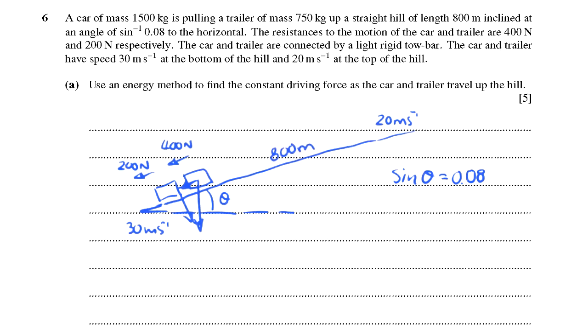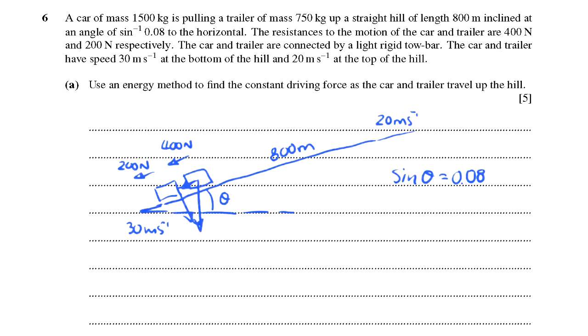Okay, we're told to use energy methods. I don't think I finished reading it. The car and trailer are connected by a light rigid tow bar, so that's nice. The car and trailer have speed 30 at the bottom and 20 at the top. Use the energy method to find the constant driving force as the car and trailer travel up the hill.